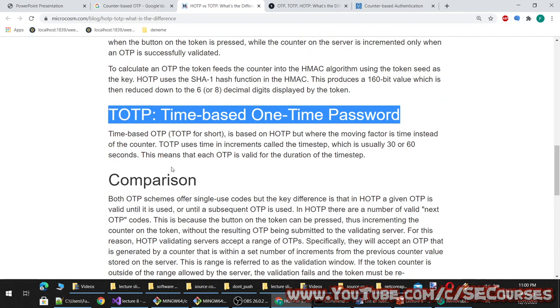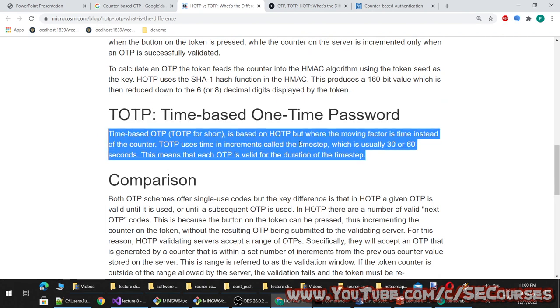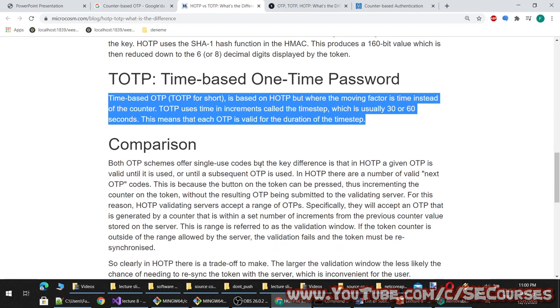TOTP, time-based one-time password. Time-based OTP, TOTP for short, is based on HOTP but where the moving factor is time instead of the counter. TOTP uses time in increments called the time step, which is usually 30 or 60 seconds. This means that each OTP is valid for the duration of the time step.